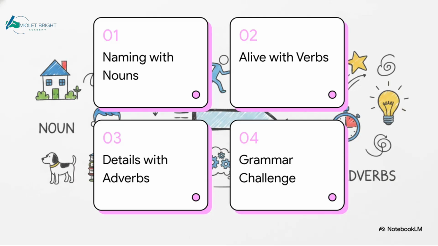So here is our roadmap for the journey. First up, naming the world with nouns. Second, bringing sentences alive with verbs. Third, adding details using adverbs. And finally, number 4, the ultimate grammar challenge.